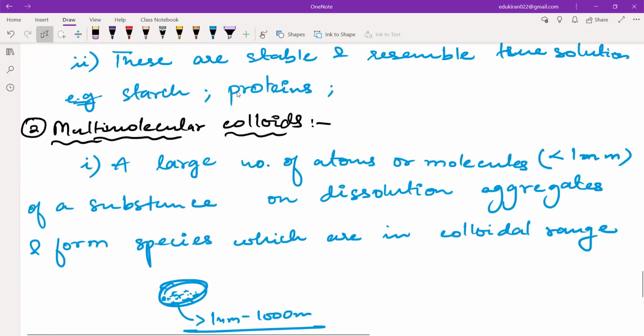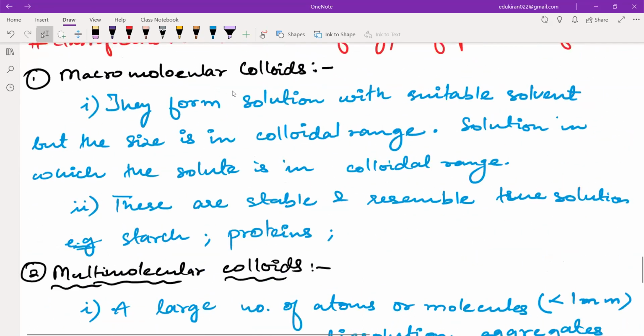So we have two different types, macromolecular and multimolecular. In both of these cases, they will resemble a true solution somewhat, but they are colloids only due to the size. Okay, this is a classification.